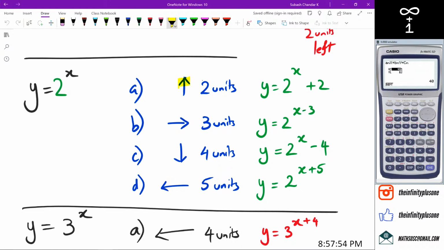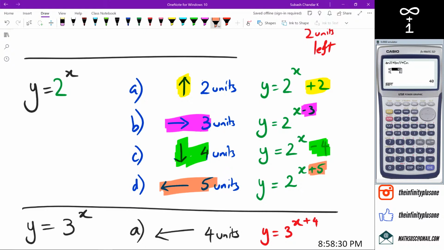So basically when they say increase by 2 units up, that's the change that's actually happening. You're adding 2 to the end of the equation to shift the graph up by 2 units. If you want to move the graph 4 units down, then you would subtract 4 from the whole equation. When you want to move the graph to the right by 3 units, you would subtract 3. And if you want to move the graph 5 units to the left, you would add 5 to the power. If you guys want to take a screenshot of this, you can.